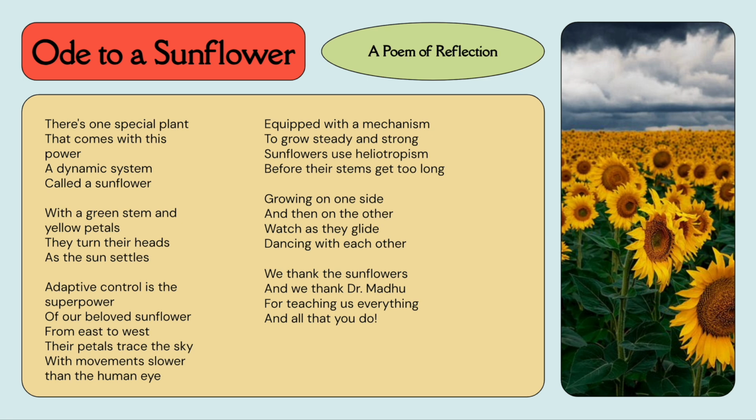Ode to a sunflower. There's one special plant that comes with this power, a dynamic system called a sunflower. With a green stem and yellow petals, they turn their heads as the sun settles. Adaptive control is the superpower of our beloved sunflower. From east to west, their petals trace the sky with movement slower than the human eye. Equipped with a mechanism to grow steady and strong, sunflowers use heliotropism before their stems get too long. Growing on one side and then on the other, watch as they glide, dancing with each other.